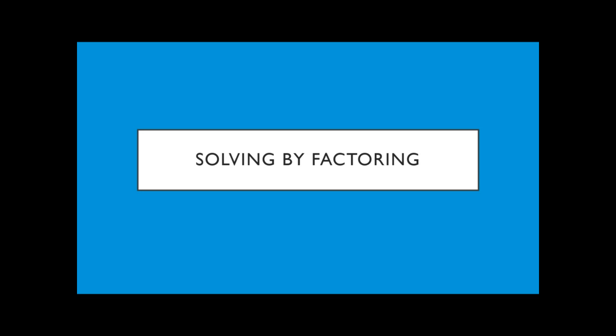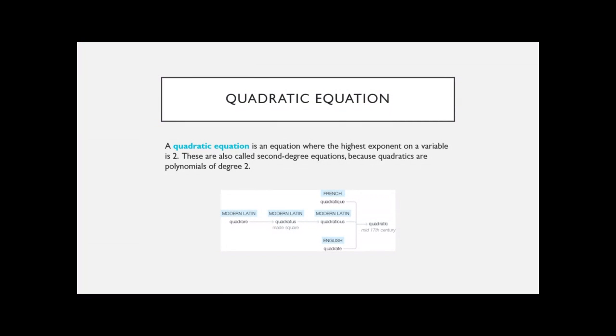So one of the big things we're learning this week is solving by factoring. This is something that you use in order to solve quadratic equations. So we need to first look at what is a quadratic equation. A quadratic equation is one where the highest exponent is a 2. And because it's a 2, they're also called second degree equations. The second obviously comes from the 2, and the degree part is another name for the highest exponent, so it's a degree 2.